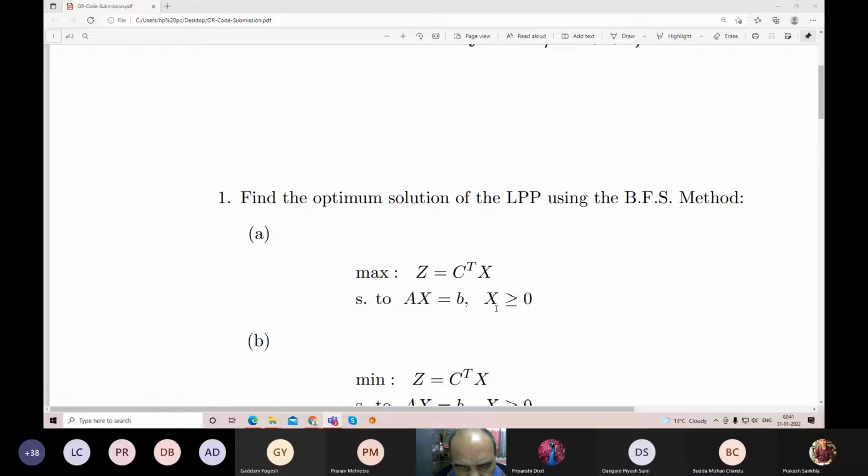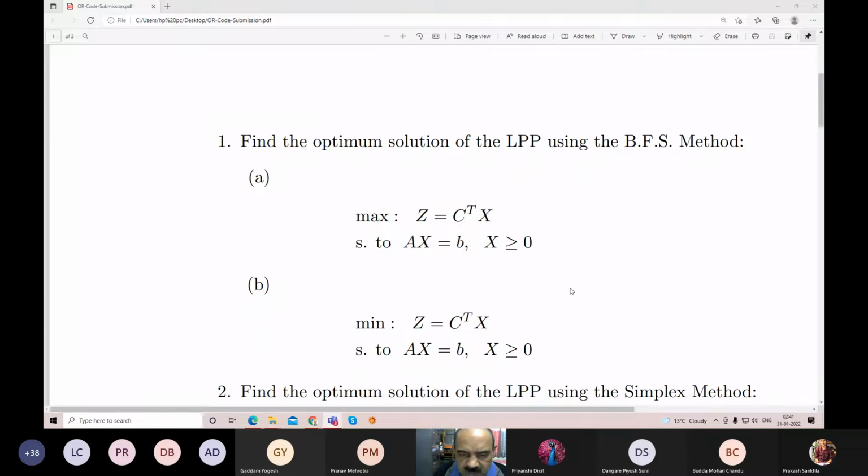And sometimes if the number of basic feasible solutions is huge, this method becomes tedious. So we use the simplex method. But whenever you are testing, you test with a smaller problem, maybe 5-6 variables, not more than that. So the first one is about the maximization type problem. The second one is the minimization type problem. You see, the constraints are all equality type.